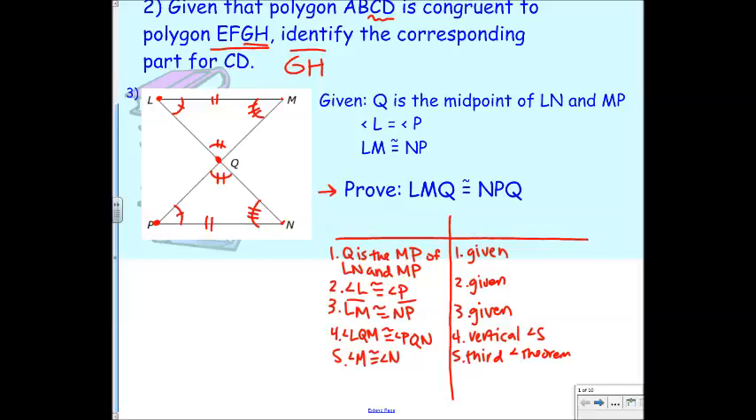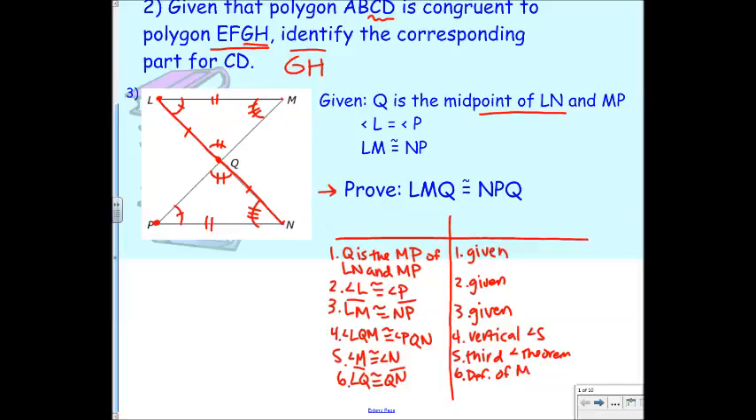Hopefully you're thinking it means it's in the middle. If Q is the midpoint of LN, that means that it takes LN and cuts it in half. So if Q is right in the middle, then what could you say about LQ and QN? You could say that LQ is congruent to QN. And that would be because definition of midpoint. And again, I'm going to abbreviate that MP.